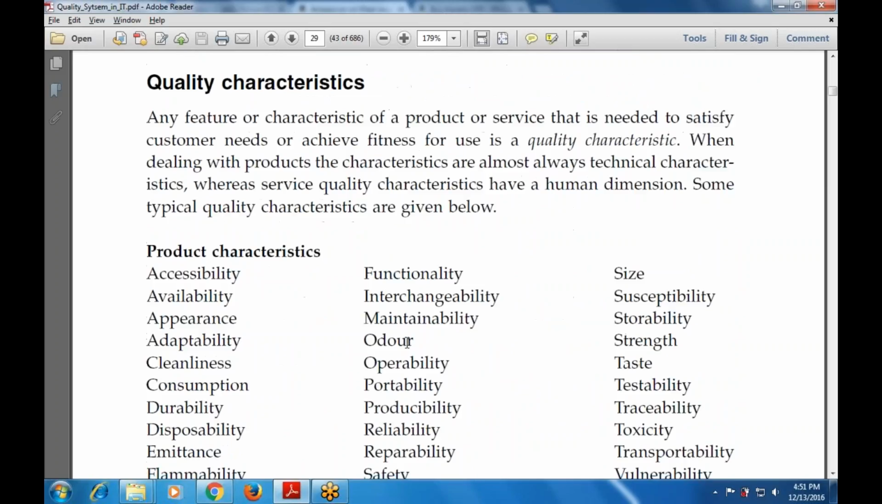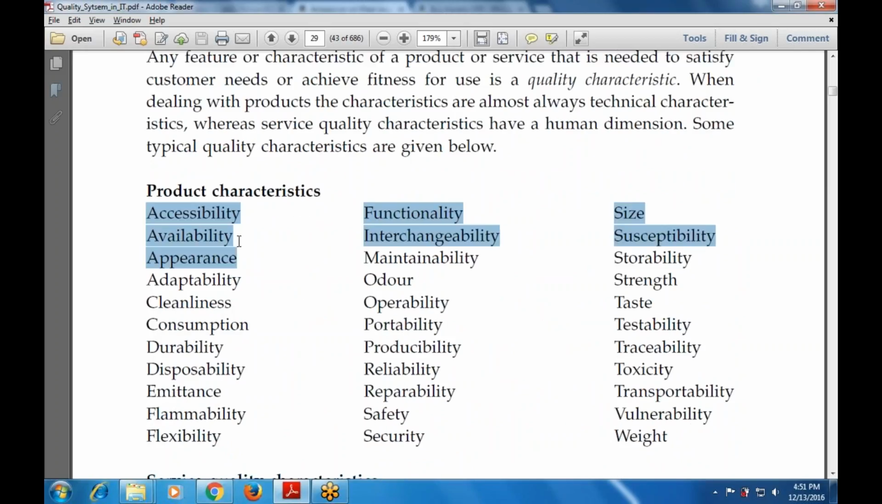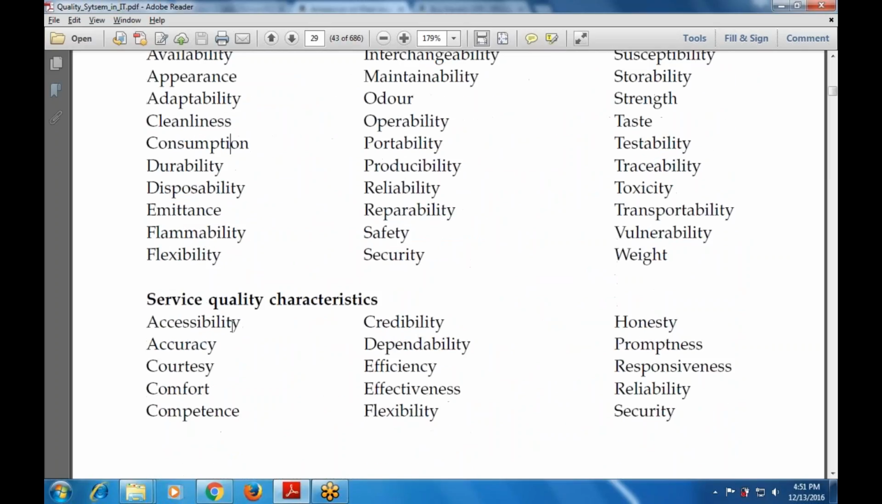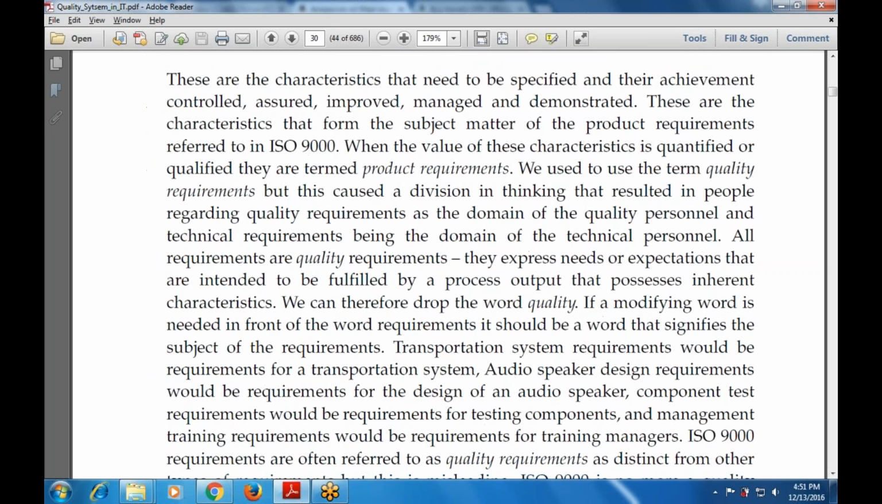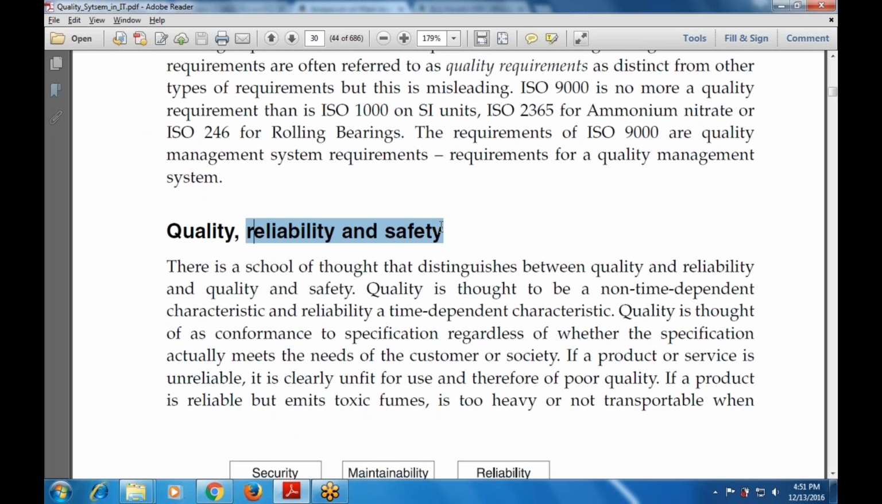Then quality characteristics. These are the various quality characteristics like acceptability, availability, adaptability, cleanliness, consumption, durability. Then service quality characteristics, what are the various service quality characteristics that are used? That is accuracy, concurrency, control, comfort, competence, credibility, dependability, honesty, promptness. And quality, reliability, and safety.